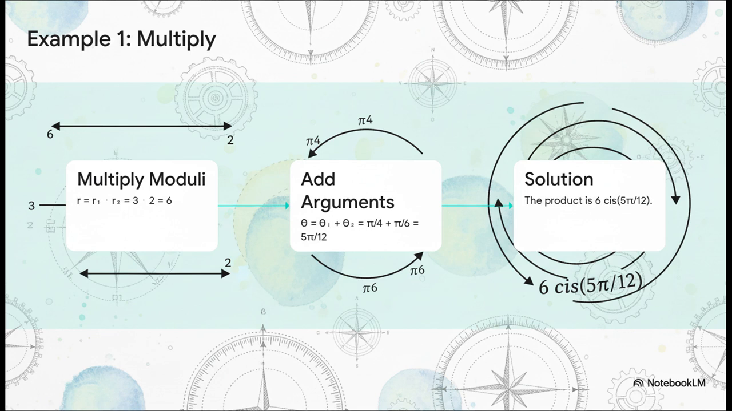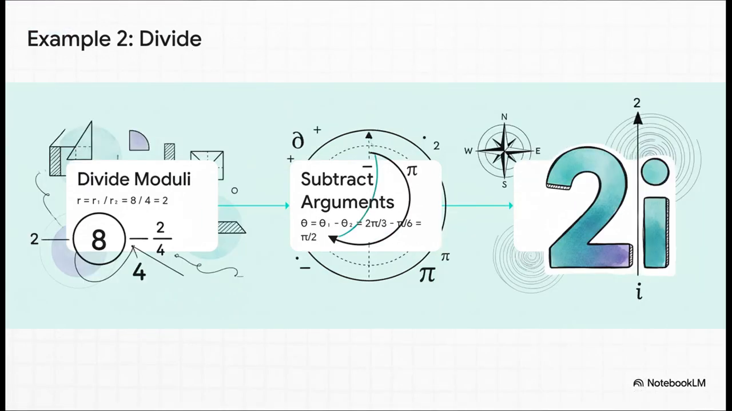And that's it. We're done. The final answer is 6 cis of 5 pi over 12. Seriously, how easy was that compared to FOIL? All right, let's try division.